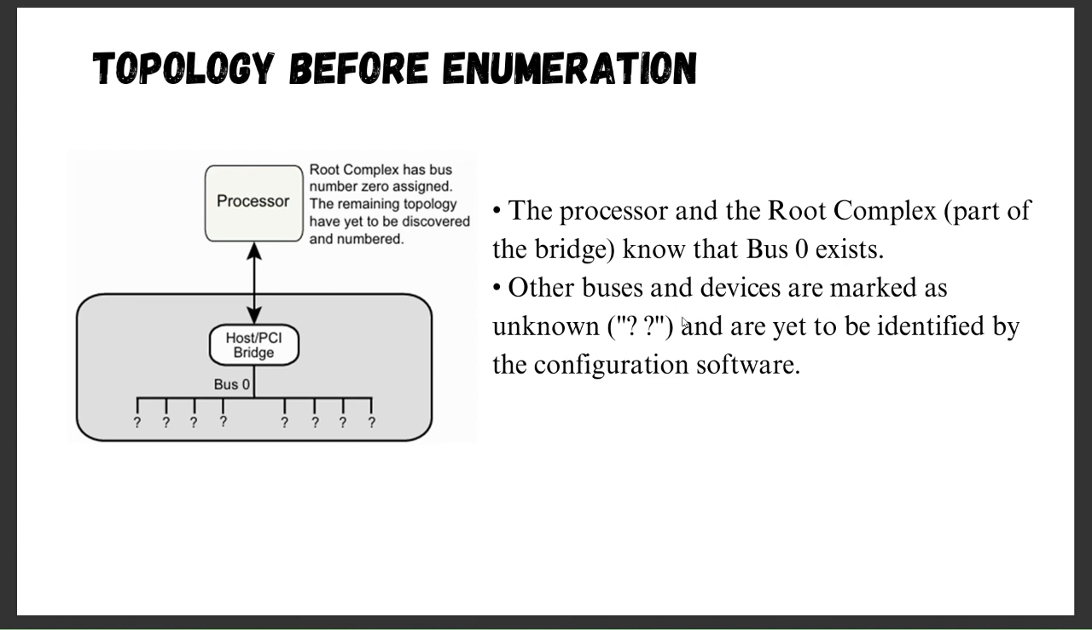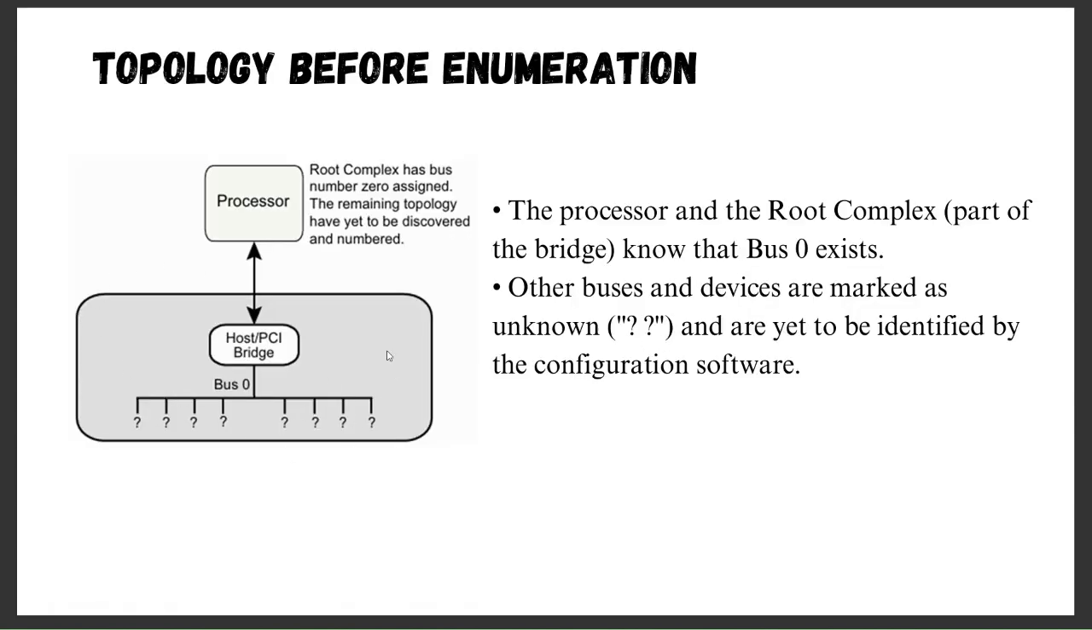At the start, the only known device in the system is the host or PCI bridge, which serves as the entry point for configuration and connects the processor and the PCIe fabric. The bridge assigns bus 0 to its downstream side, also known as the secondary bus. As you can see here in the image, it has assigned bus 0. The rest of the topology, including the devices on the other buses, is yet to be discovered.